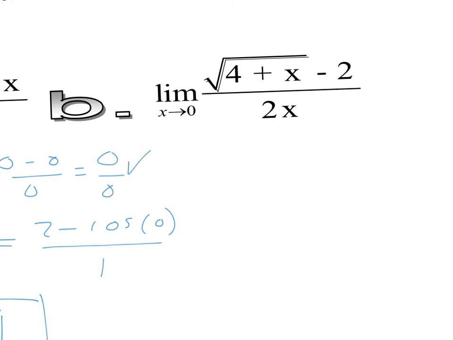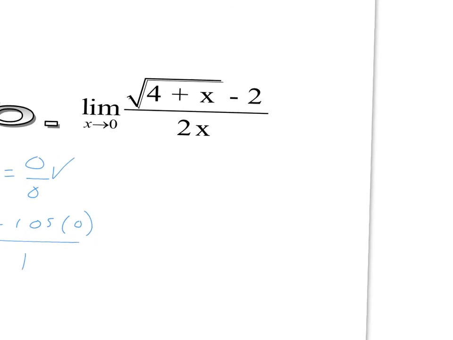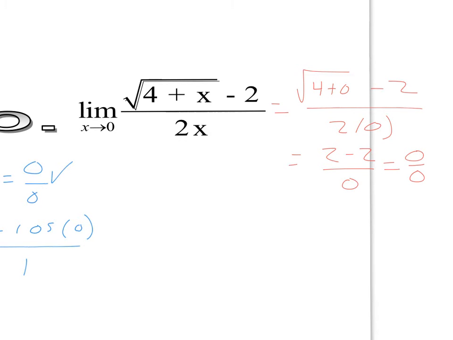Let's do letter B. So let's check it first. Okay, so let's plug it in. If we plug in a 0, we would get the square root of 4 plus 0 minus 2 over 2 times 0. 4 plus 0 is just 4, and the square root of 4 is 2, so 2 minus 2 over 0. Of course, this is 0 over 0. Good. We can use L'Hopital's. So let's go ahead and do that.